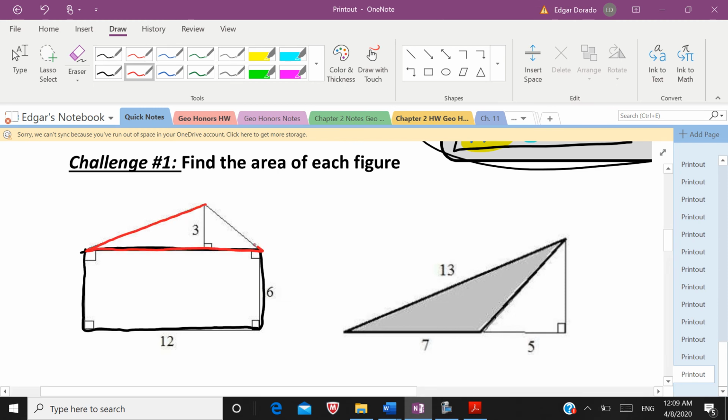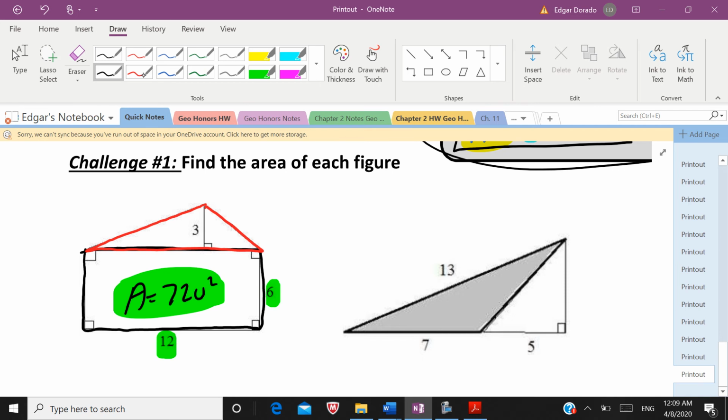There's a triangle. Okay? Now, do I have everything I need to find those areas? Well, yes, I do. Base times the height for this rectangle. So what is base times height? 6 times 12, that would be 72 units squared.